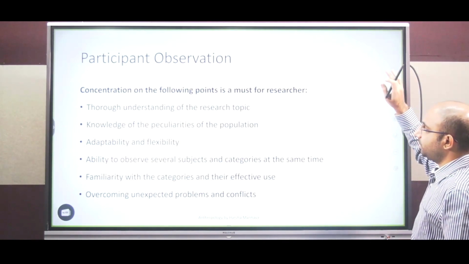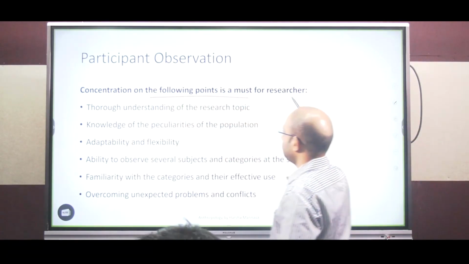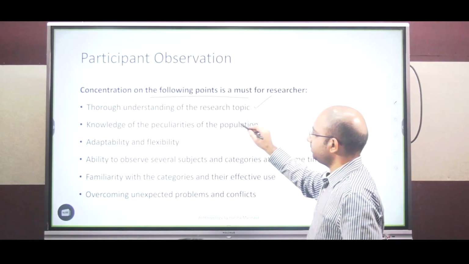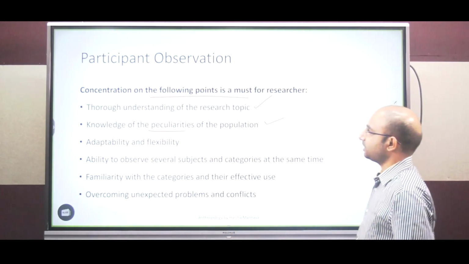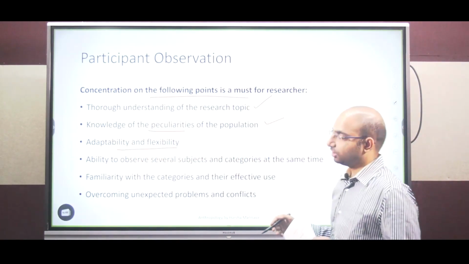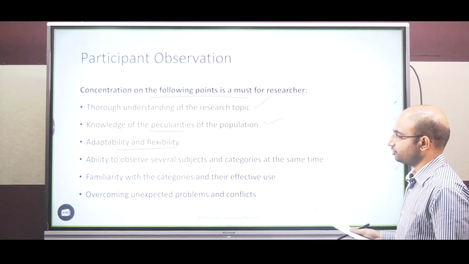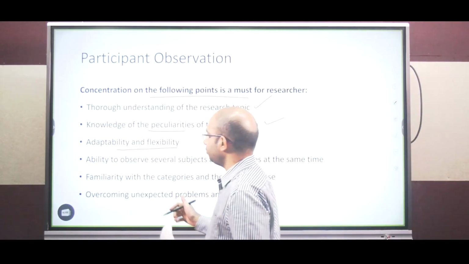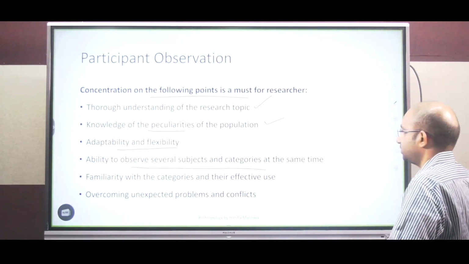And then whenever you're going to do participant observation, we have to make sure certain points are kept in mind. That is, you must have a good understanding of the research topic. If the people have any specific peculiarities, you must keep those in mind. And the person who is doing participant observation must have adaptability and flexibility. You can't be rigid. You should learn to change yourself, change the way you do research, change the way you ask questions depending on the situation. And you should also have the ability to multitask. That is, you should be able to observe several issues and several concepts at the same time.